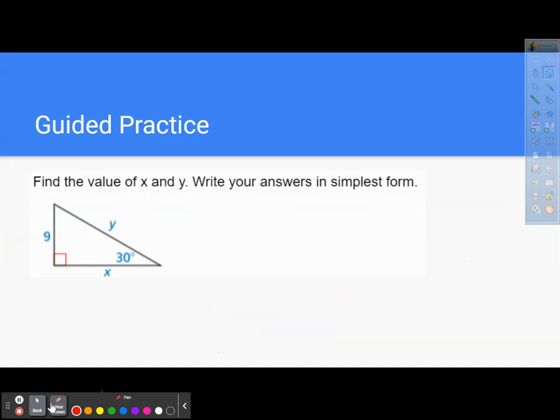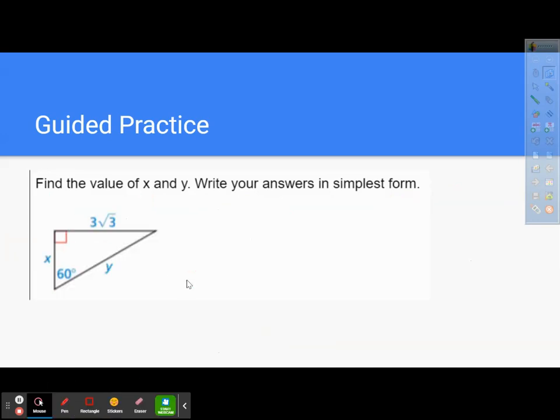Alright, try this one with your partner. And then once I check this one and tell you you're good, you can get your stuff ready. And then don't forget you have a homework assignment on quizzes. How many is it? Sorry. Okay.